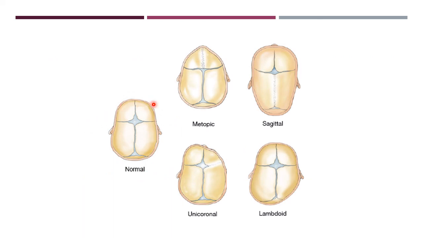And these are just the different types of craniosynostosis. This is your normal head. So you have your sutures, you have your anterior fontanelle, posterior, and then you have your little gaps in your sutures here, okay? And then you have metopic, which is right here in the front. These fuse together too early. Sagittal, fuse together too early. Unicoronal, you can see how it's kind of lopsided. It's on this side, and then lambdoid, you'll see right here.